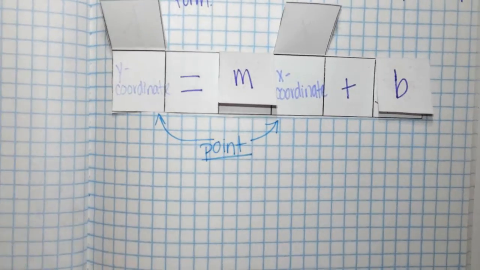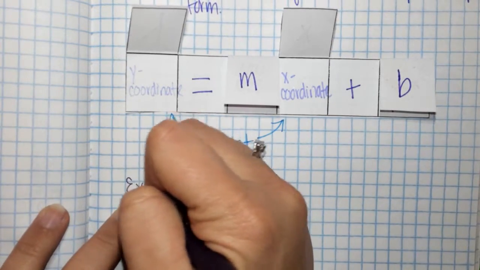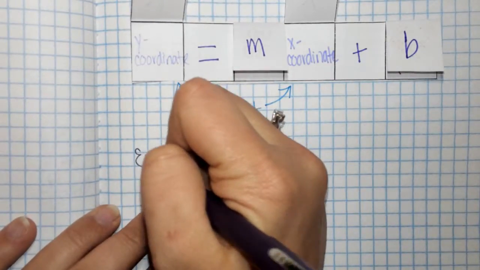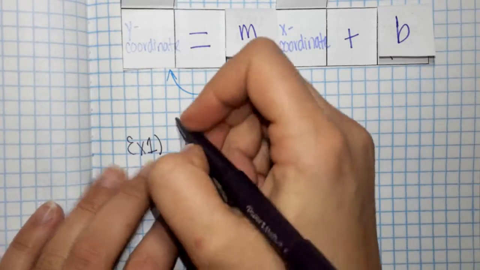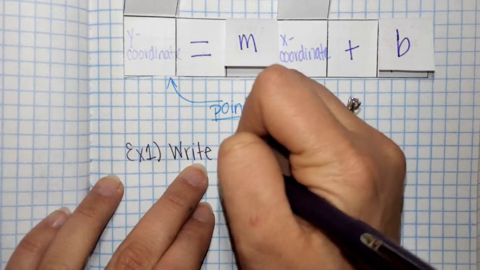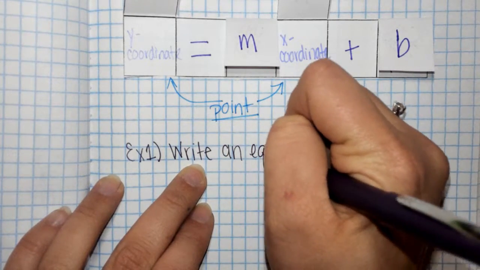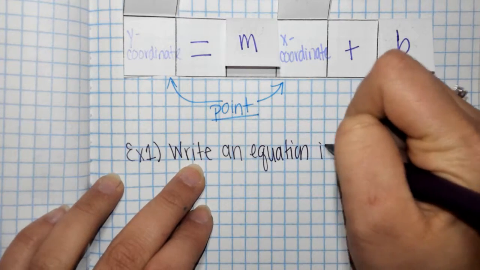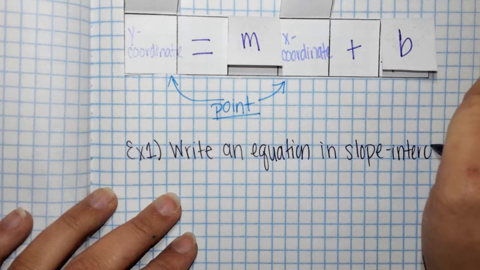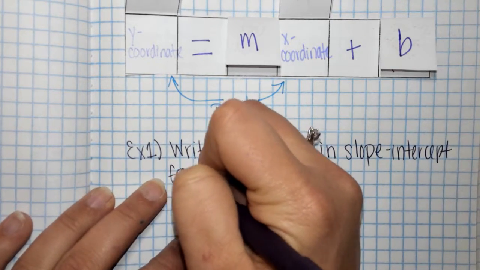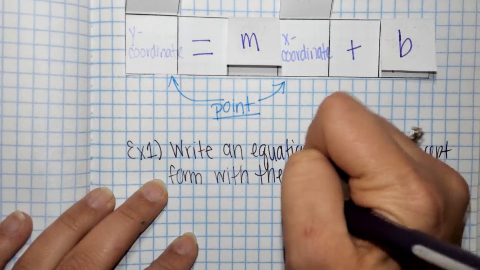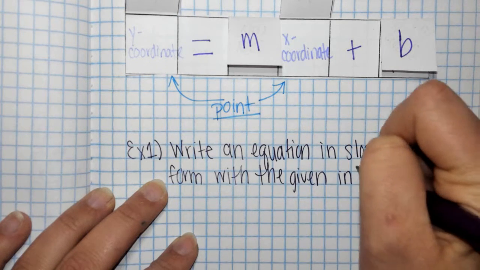Alright, so please write example 1. Example 1. And I want you to write an equation in slope-intercept form with the given information.